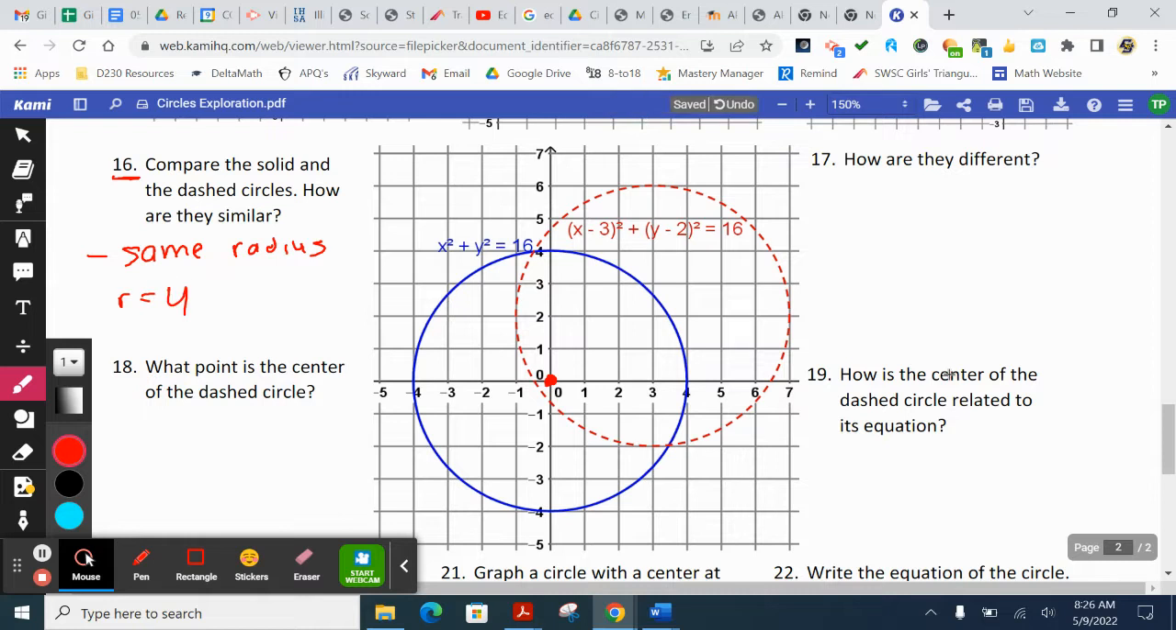So if we're at the center, this is easy. Go right 4, left 4, down 4. If we found the center here, this would be 1, 2, 3, 4 to the left, 1, 2, 3, 4 to the right. So they're the same because they have the same radius. All right, go to 17 then. Write down what is obviously different about them.